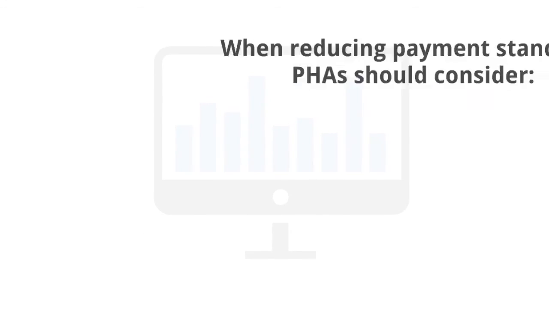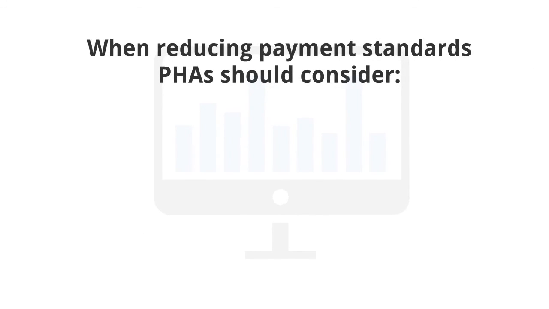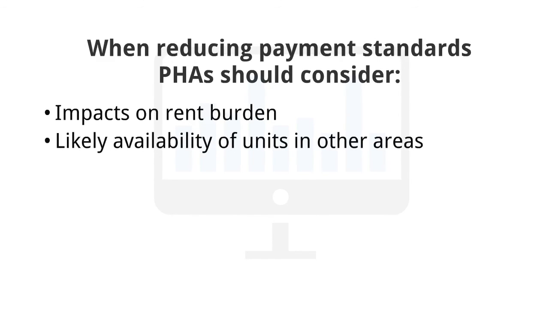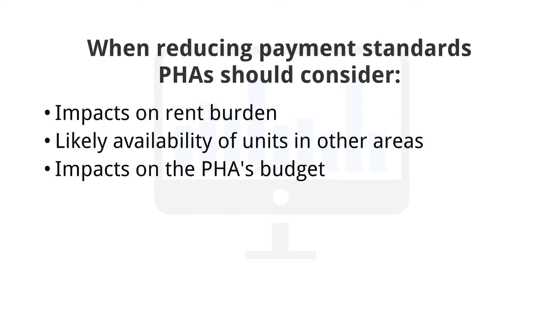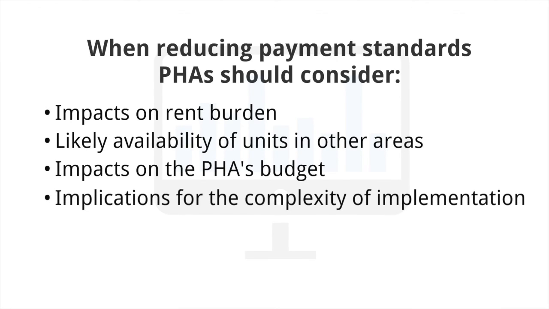When selecting a policy for addressing decreases in payment standards, the PHA should consider impacts on rent burden, likely availability of units in other areas, impacts on the PHA's budget, and implications for the complexity of implementation.